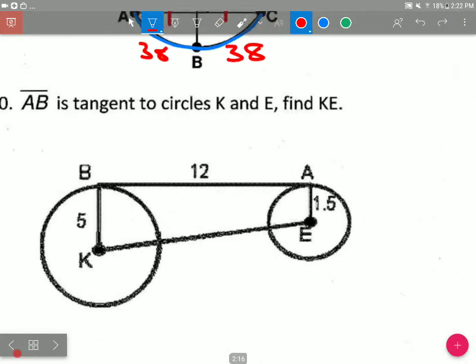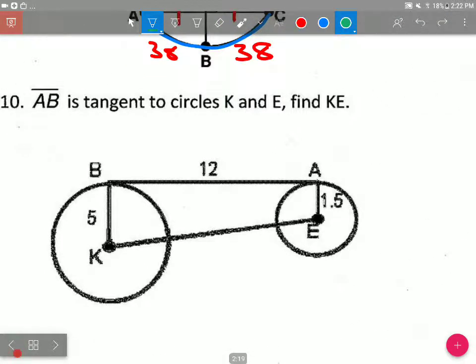All right, tangents. Remember tangents. First thing you need to do is go, hey, right angle, right angle. Yay! Find K to E. Oh, that kind of stinks. Find K to E. I don't think we've done one like this before. I've got to think about this for a second.